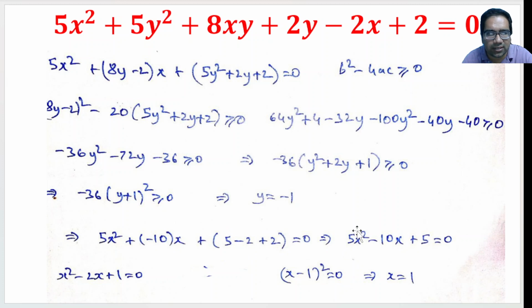That means we can take 5 common, and we will be left with x² − 2x + 1 = 0. So (x − 1)² = 0. This means x equals 1. So our solution is x equals 1 and y equals −1.